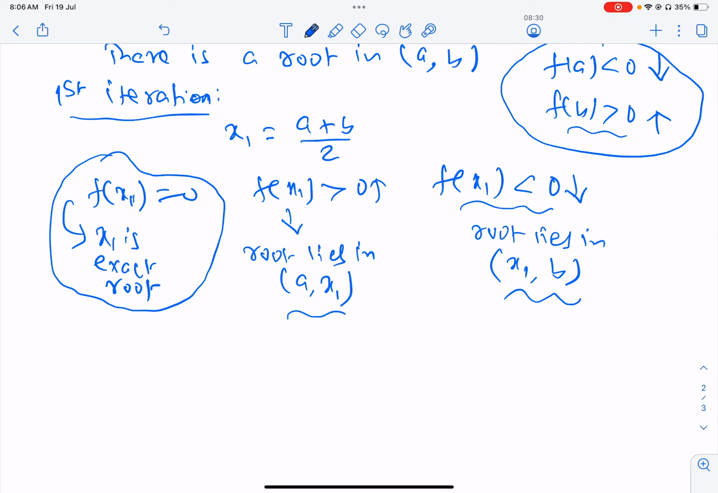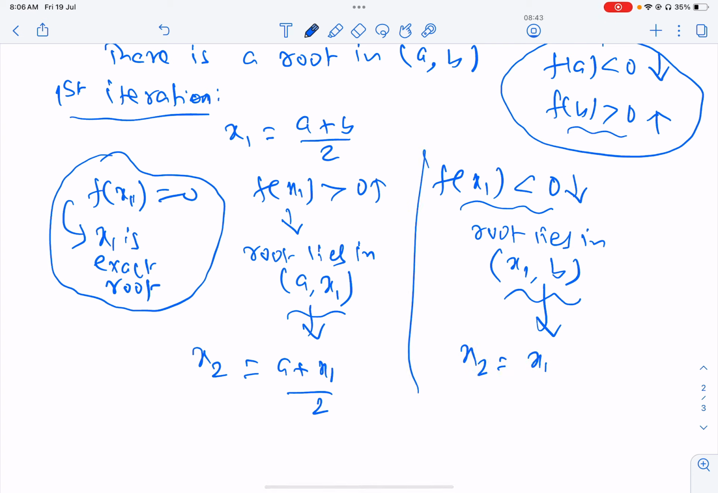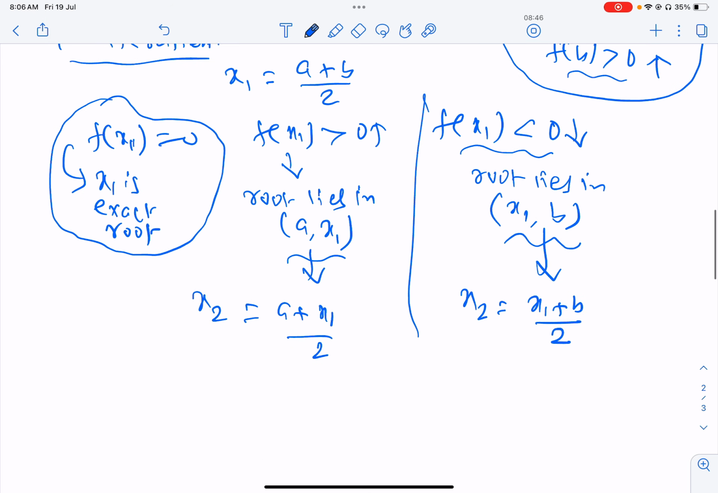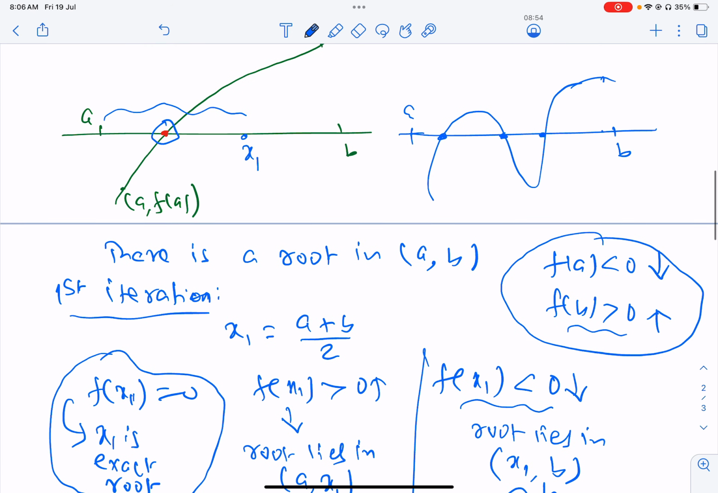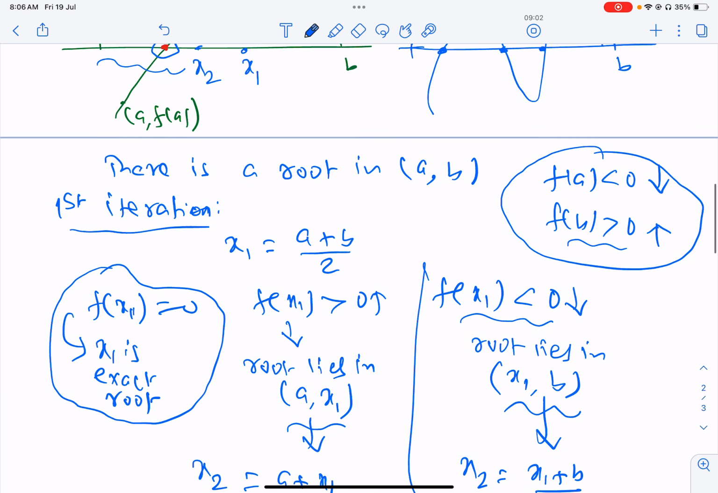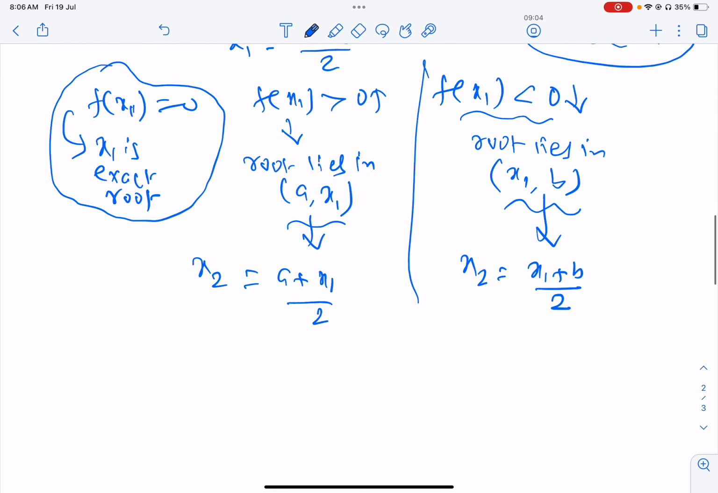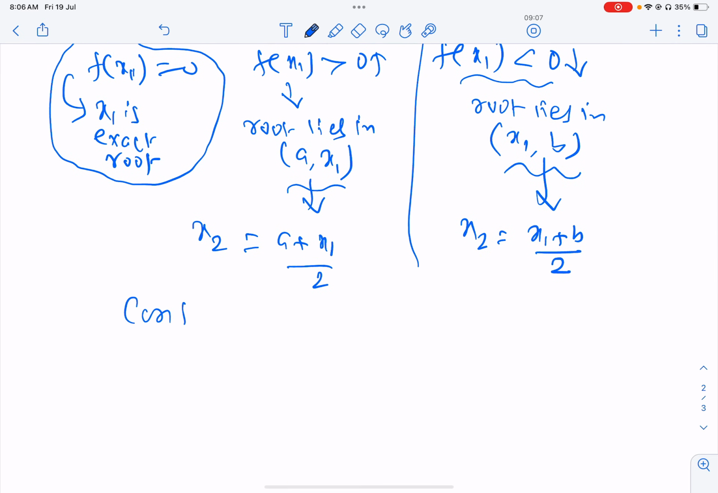In the next step, continue the process with x2. If it is this one, then you find x2 as (a plus x1) by 2. If it is this one, then you find x2 as (x1 plus b) by 2. Again continue the process by finding f(x2) and check where the root lies. Suppose x2 is here, then there is a root in a to x2. That way we need to continue the process.